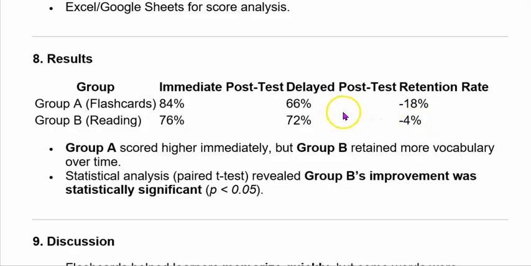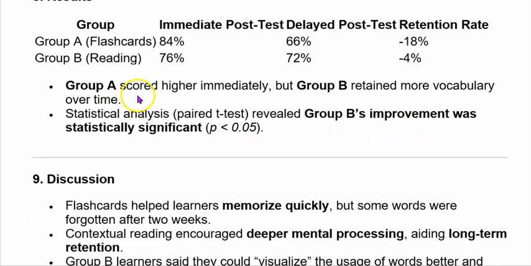So basically 72%, they still got 72%. So for Group A the drop is 18%. They were not able to retain. 84 marks they got, 66 marks it fell down. The retention is not good. Group B got 76 marks and even then they got 72 marks. Their retention is good. So Group A scored higher immediately, but Group B retained more vocabulary over time.